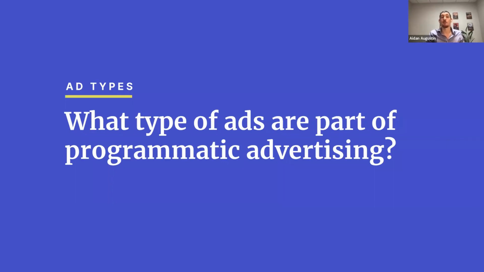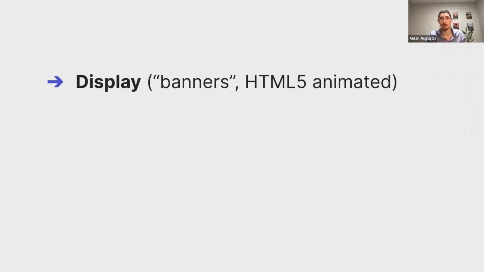There are a lot of different ad units, meaning different types of ads, that are supported by this, as well as different ways to target those ads. I'm going to talk about both of those real quick. In terms of the types of ads that can be deployed via programmatic advertising in this real-time bidding process, the most common one by far is display advertising.